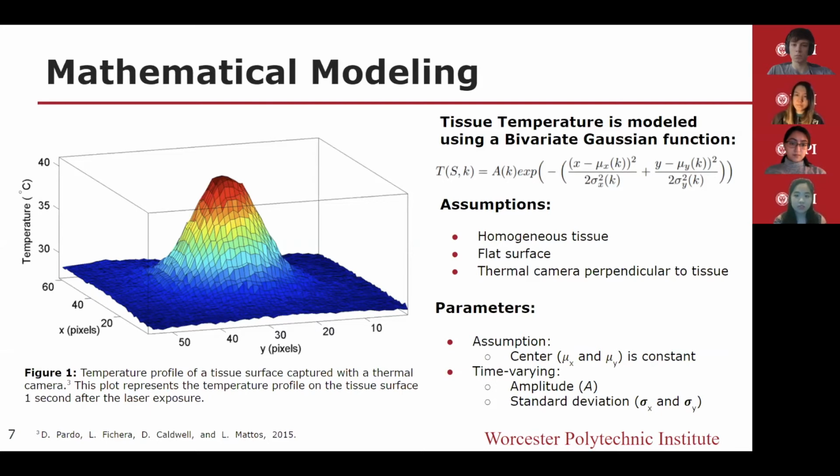There are also some assumptions for the Gaussian model, such that the tissue is homogeneous, the surface of the tissue is flat, and that the thermal camera is perpendicular to the tissue. The parameters of the Gaussian model include the amplitude A, standard deviation sigma, and the center location mu. However, we want to assume that the center of the Gaussian is constant. Then we can define the amplitude and standard deviation as time varying. We hypothesize that the change in time varying parameters will assist us in approximating the tissue properties and help us in determining the different types of tissue.